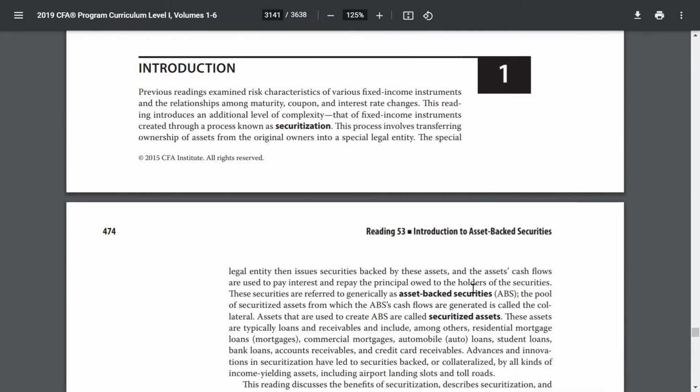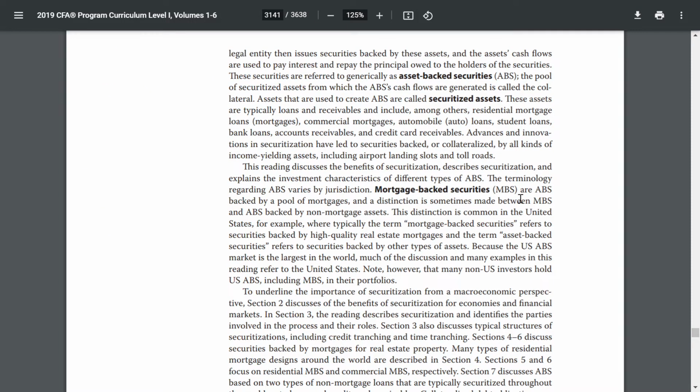Introduction. Previous readings examined risk characteristics of various fixed income instruments and the relationship among maturity, coupons, and interest rate changes. This reading introduces an additional level of complexity to fixed income instruments created through a process known as securitization. This process involves transferring ownership of assets from the original owners to a special legal entity. The special legal entity then issues securities backed by these assets. The assets' cash flows are used to pay interest and repay the principal owed to the holders of the securities.